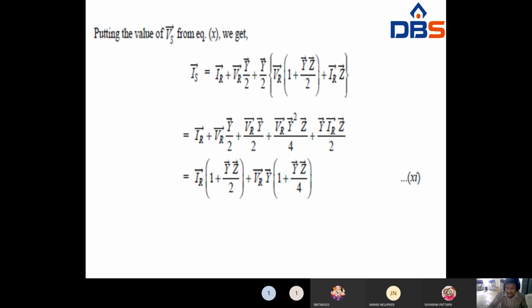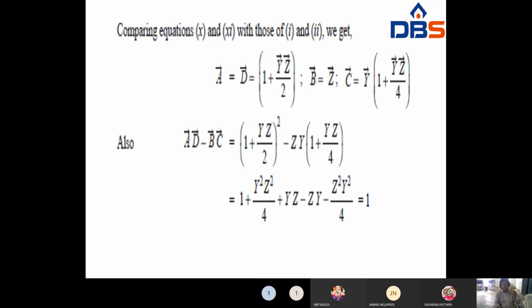Compare equations 8 and 9 with 1 and 2. A is equal to D is equal to 1 plus YZ by 2, same as the T network. A is equal to D is equal to 1 plus YZ by 2, there is no change. But B is equal to Z.